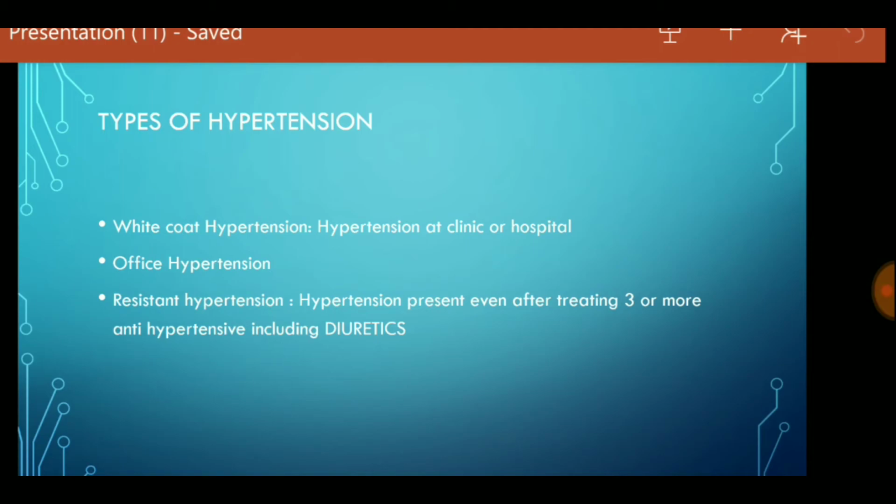Next we are going to discuss what is meant by resistant hypertension. Resistant hypertension is nothing but hypertension present even after treating with 3 or 4 antihypertensives, especially a diuretic should be used, if you want to say it is resistant hypertension. With resistant hypertension we involve 3 or 4 antihypertensives, but in those 3 or 4 we compulsorily take a diuretic, then it is called resistant hypertension.